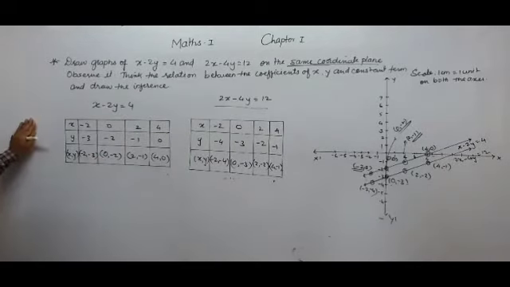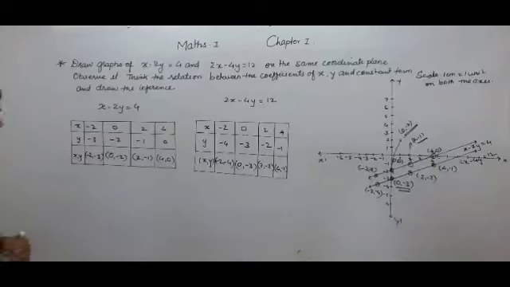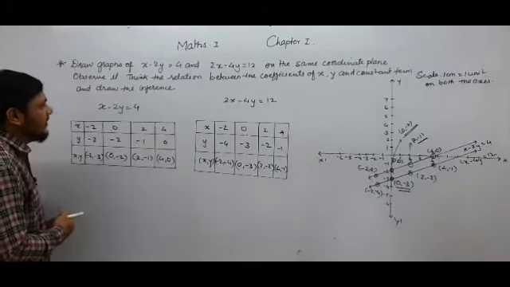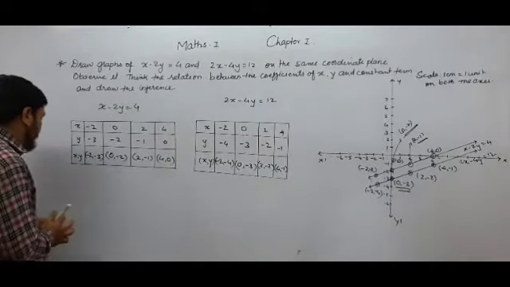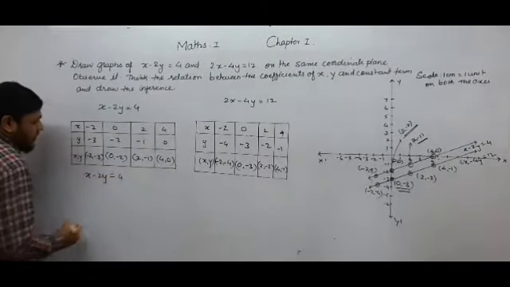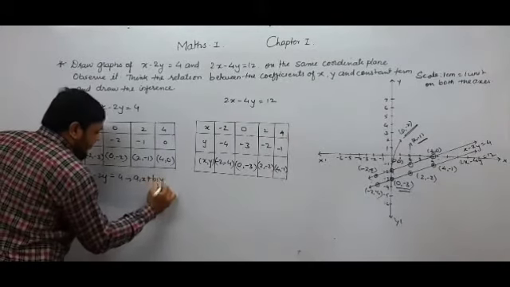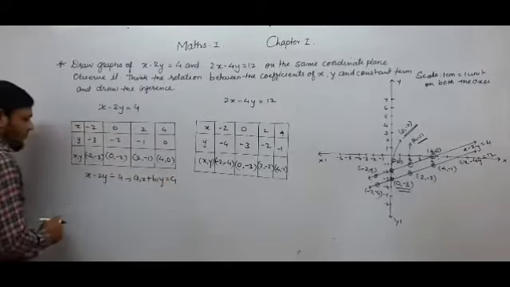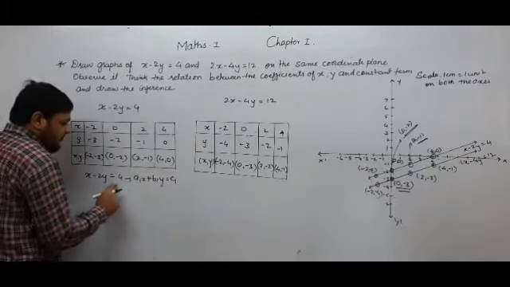So student, now we will find the relation between the coefficient of x, coefficient of y, and constant term. So student, take the first equation x minus 2y equal to 4. This equation can also be represented as a1x plus b1y equal to c1, so that a1 is 1 here, b1 is negative 2 and c1 is 4.